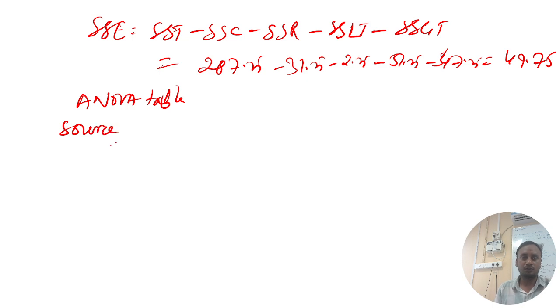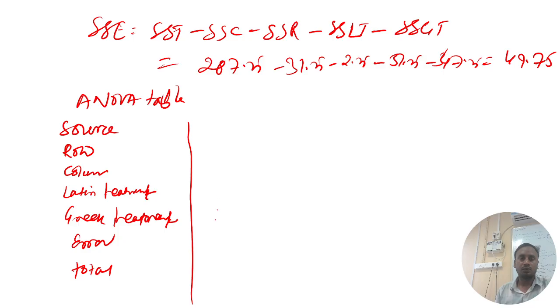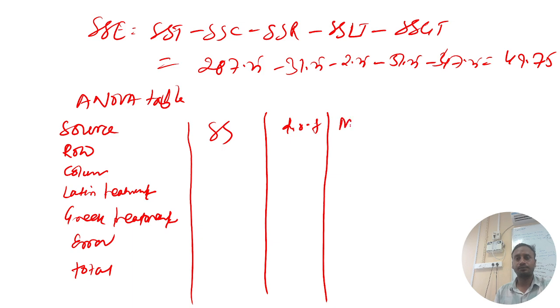Source, which one? Row, column, Latin treatment, Greek treatment, error, and total. SS, degree of freedom, MS, F. Can I do it now? Or shall I do it?